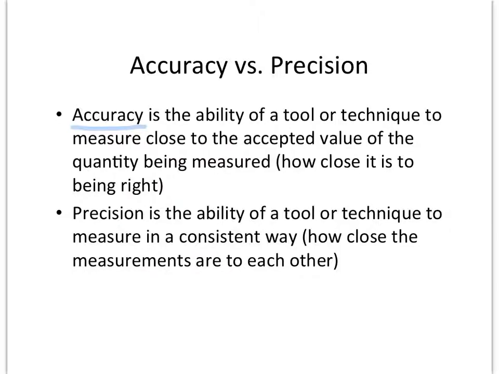So if you are accurate, you are super close to what the theoretical or the correct value is supposed to be. You are not accurate if you are not close. Precision, on the other hand, is a word used to measure how close your data points are to one another. Not necessarily how close they are to the true or accepted value, but how close they are to one another.